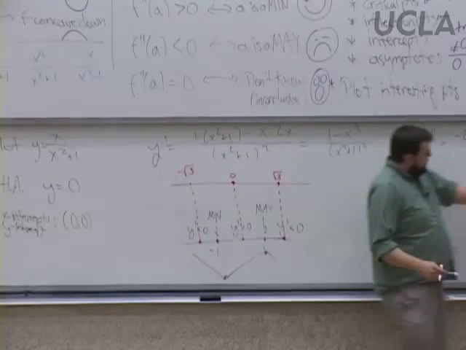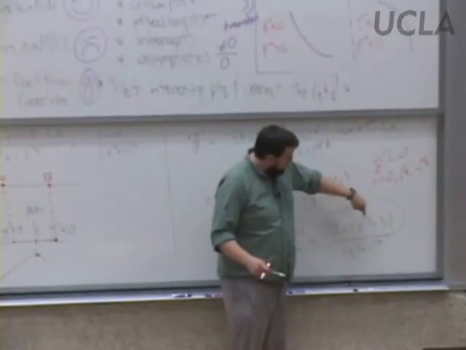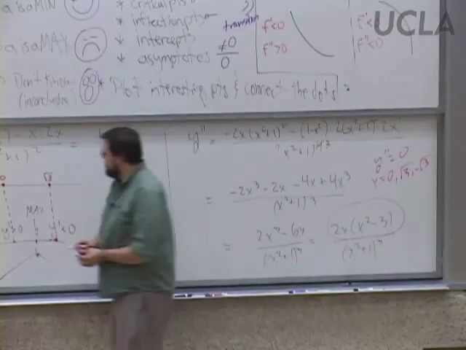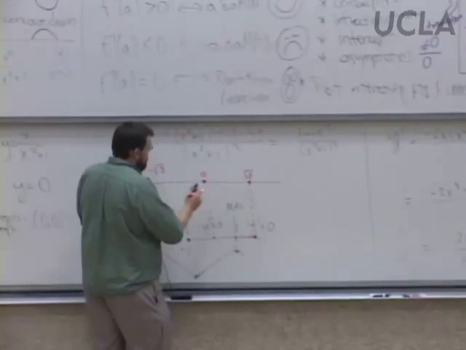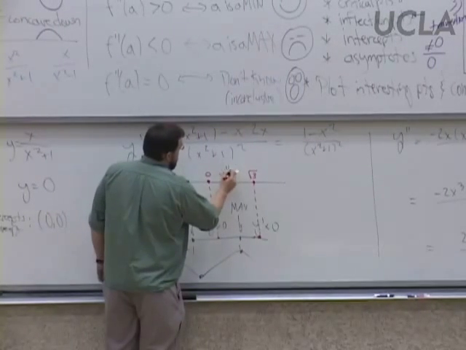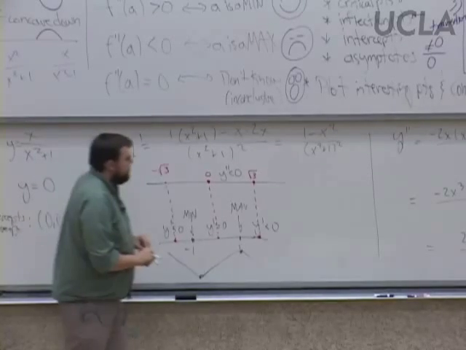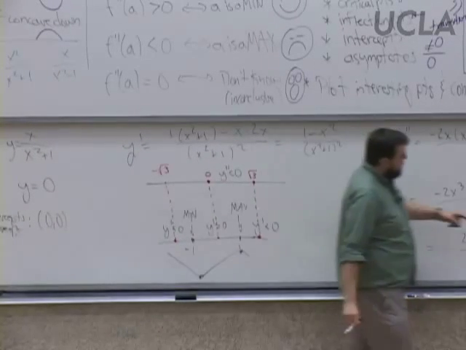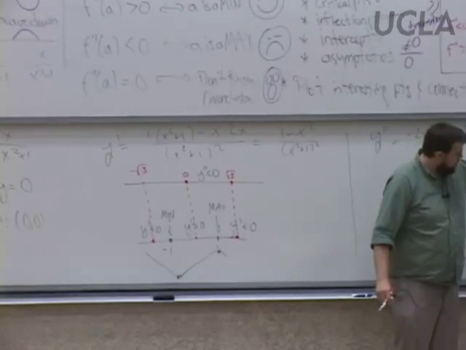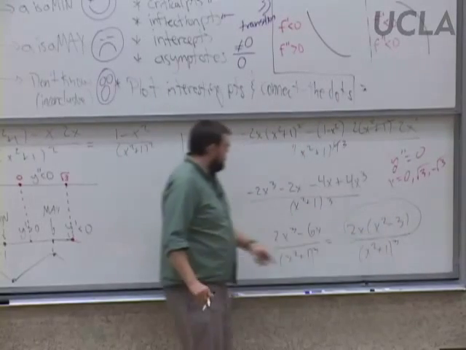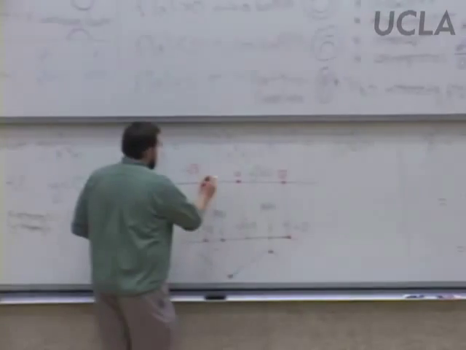What do I get? I get 2 times 1 times 1 minus 3. So the numerator will be negative, and the denominator is always positive. So this tells me that between 0 and root 3, the second derivative is negative. Now what if I plug in negative 1? Well, I have 2 times negative 1 times 1 minus 3, which is negative 2 times negative 2. So now it'll be positive over positive, so my second derivative is positive.